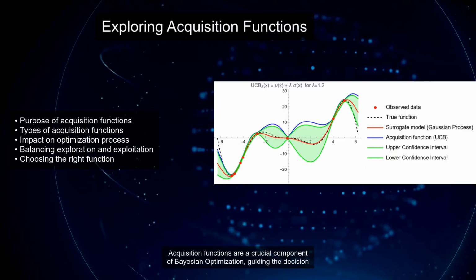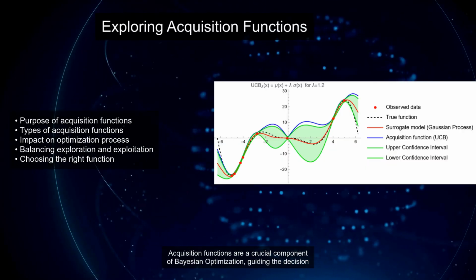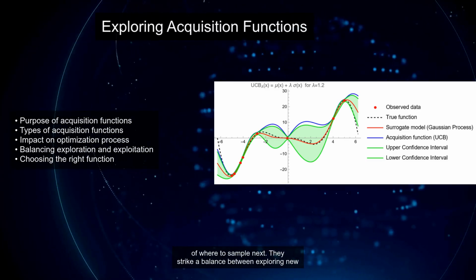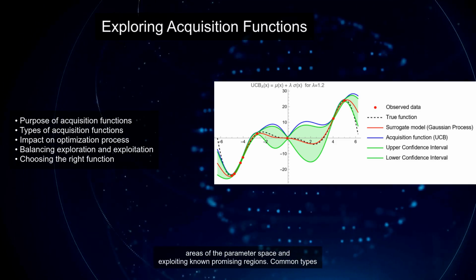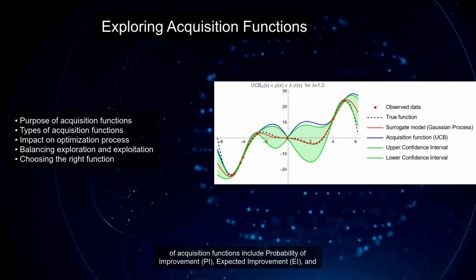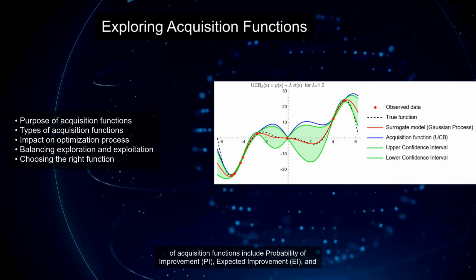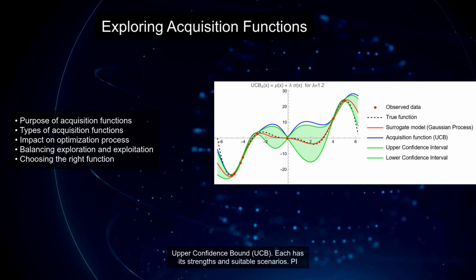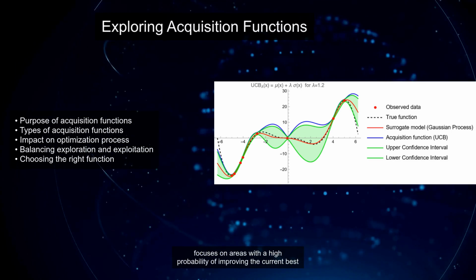Acquisition functions are a crucial component of Bayesian optimization, guiding the decision of where to sample next. They strike a balance between exploring new areas of the parameter space and exploiting known promising regions. Common types of acquisition functions include probability of improvement (PI), expected improvement (EI), and upper confidence bound (UCB). Each has its strengths and suitable scenarios.